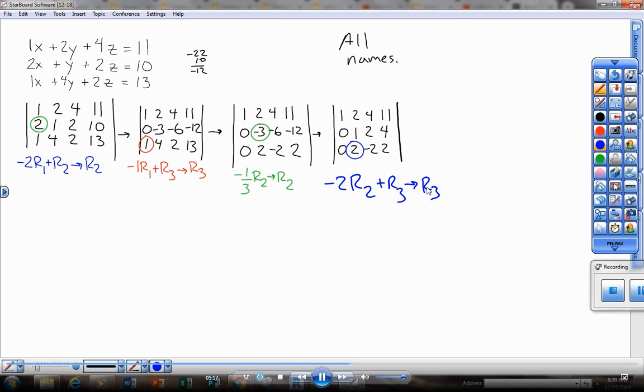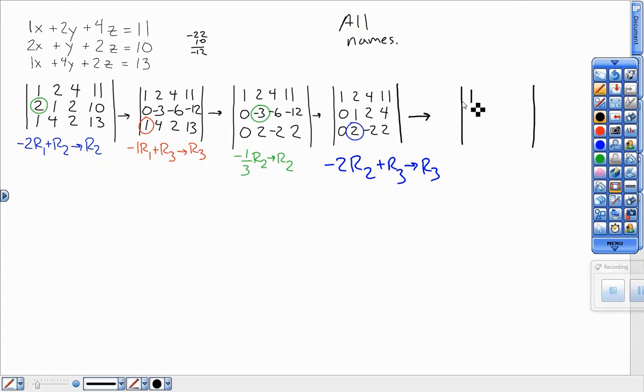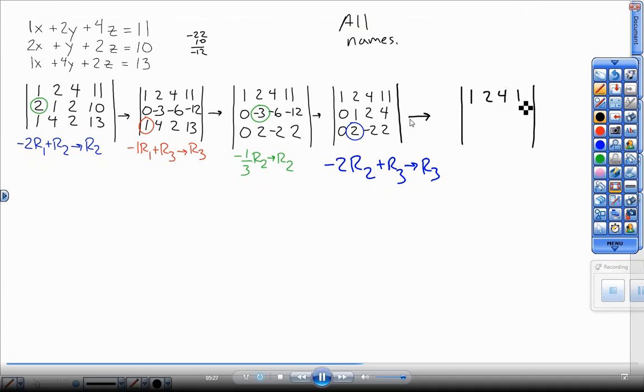So here I go. The top two rows are going to remain unchanged. That's going to be 1, 2, 4, 11. Next row is going to be 0, 1, 2, 4. Bottom row becomes 0, 0. Negative 2 times 1, negative 2, plus 2, 0. Negative 2 times 2, negative 4, minus 2, negative 6. Negative 2 times 4, negative 8. Negative 8 plus 2 is negative 6.